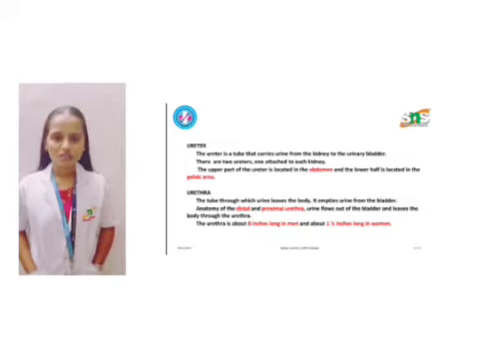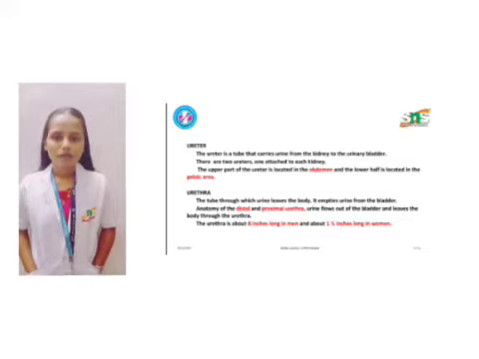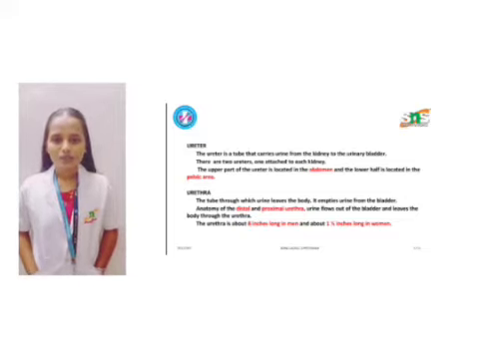There are two ureters, one attached to each kidney. The upper part of the ureter is located in the abdomen and the lower half is located in the pelvic area. Urethra. The tube through which urine leaves the body. It empties urine from the bladder. Anatomy of the distal and proximal urethra.